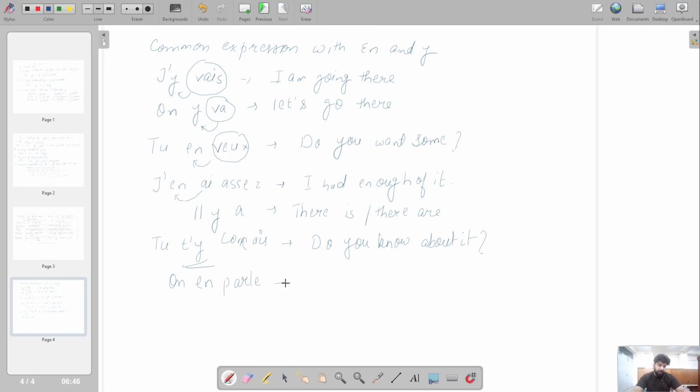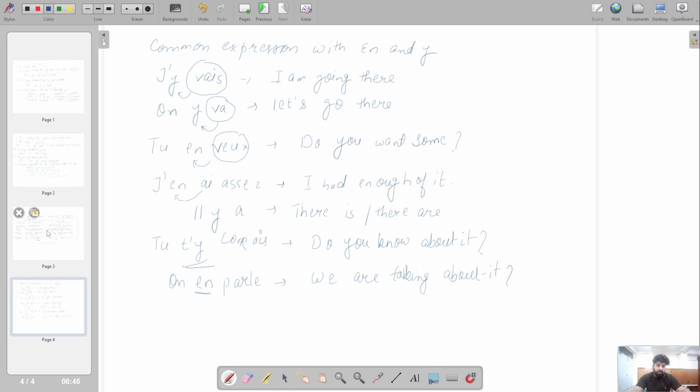So basically, parler means to talk. It's coming from parler, the infinitive form, and when I say "en parler", it means we are talking about it. So if you remember, when we are talking about it, we are thinking about it, we usually write en. I have covered this part also.